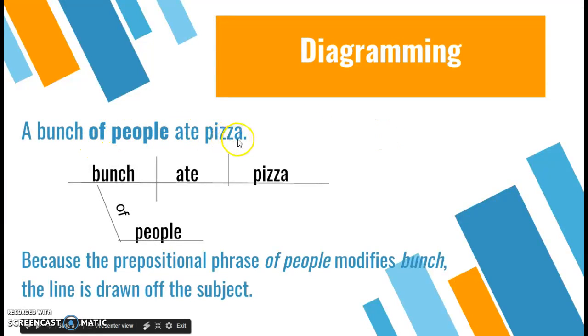A bunch of people ate pizza. Our subject is bunch. Ate is the verb. What did they eat? Pizza. So this is our direct object. Of people tells us more about the bunch. And so the line has to go off of that. It's not modifying our verb anymore. It's modifying our subject. And so we draw the slanted line down. The object of the preposition goes on the straight line. The preposition goes on the slanted line. So we know bunch of people ate pizza. Again, a is an adjective, and it would go right here on another slanted line as an adjective describing bunch.